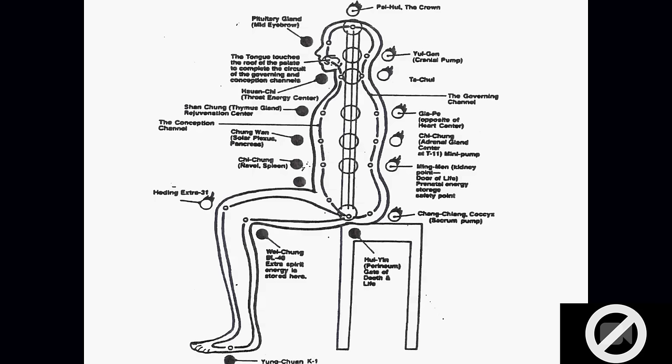Inhale. Exhale. And you make a full rotation back down to the perineum. So you take the energy up, and then exhale the energy down back to the perineum, to Hui Yin. And circulate the energy 9 times in that manner.